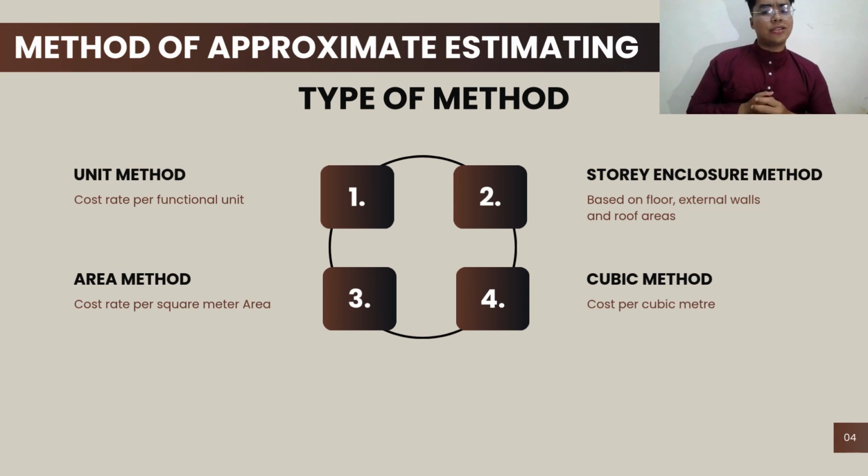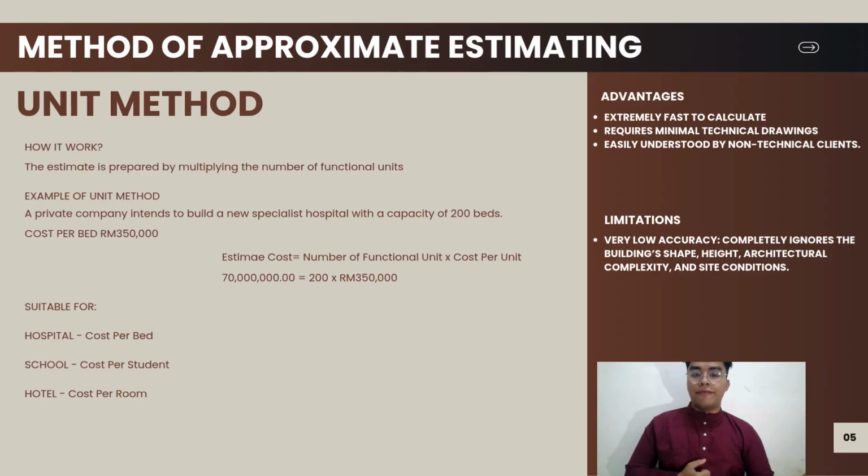Now, let's explore the common types of methods used in approximate estimating. There are four methods I want to present here. First is the unit method. Next is the storey enclosure method. Third is the area method. And last but not least is the cubic method. Let's jump into the first method, which is the unit method.